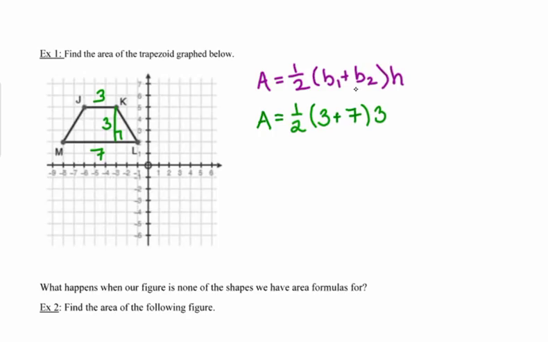And then I'm going to grab my calculator, and into my calculator, I'm going to substitute in 1/2 times the quantity 3 plus 7 times 3. My calculator tells me that the number of square units in that trapezoid is 15.